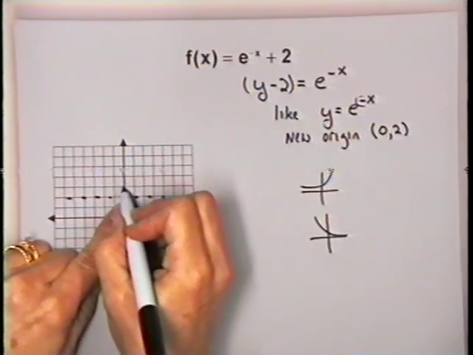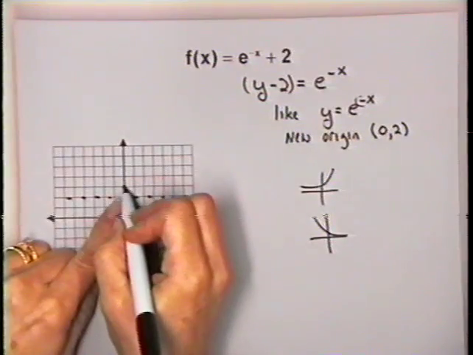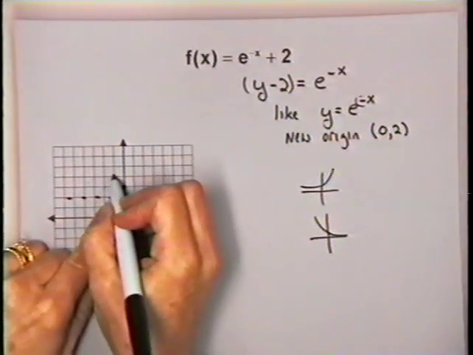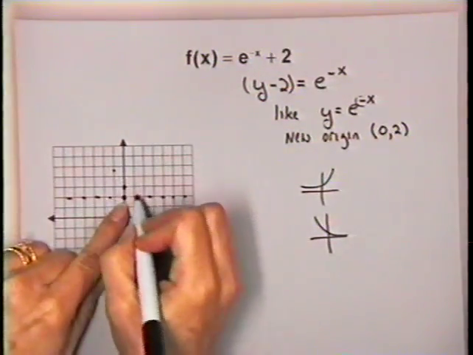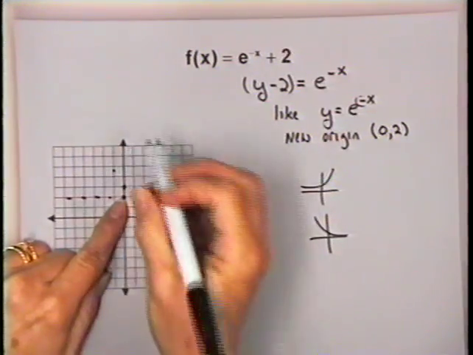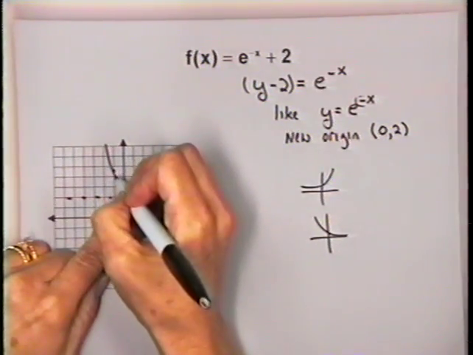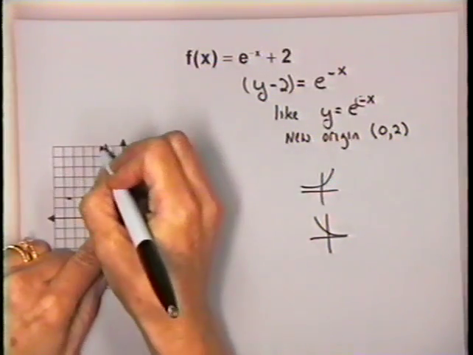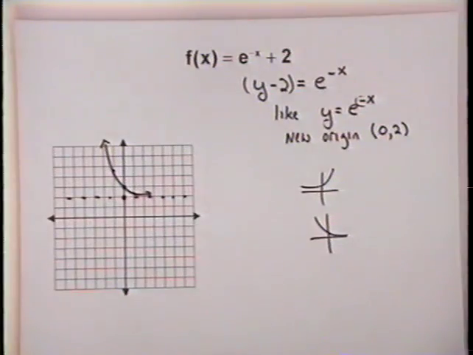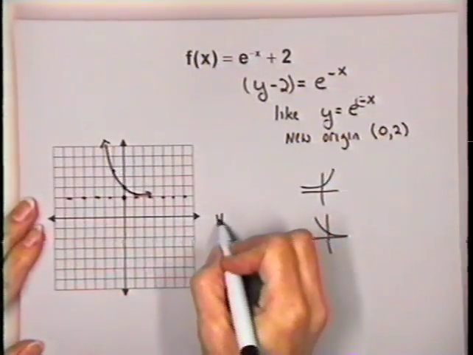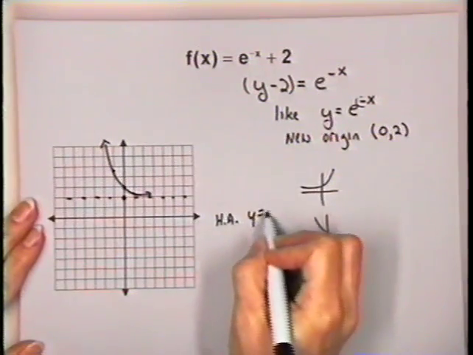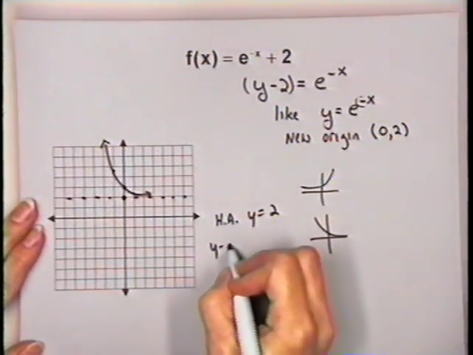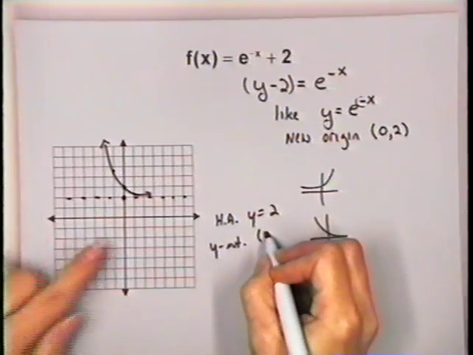So it's still going to go through that 0, 1. But this direction it's going to be up on e, or 2.7. And down this direction it's going to be on about that 0.1 that we got, or 0.4 rather, that we got before. Okay, well let's see if this could be right. Okay, it looks like our horizontal asymptote is y equals 2. It looks like my y-intercept is where? At 0, 1, 2, 3.